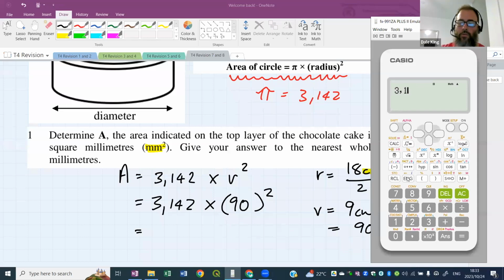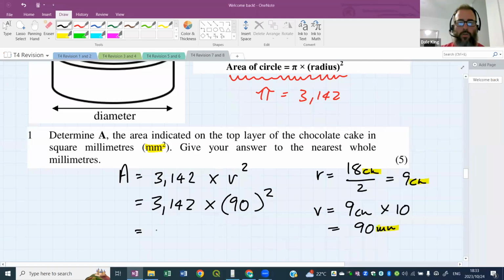So we're going to do 3.142 times 90 squared. Okay, 25450.2. Now, what are my units? Well, if you put in millimeters, you should be getting millimeters squared out.